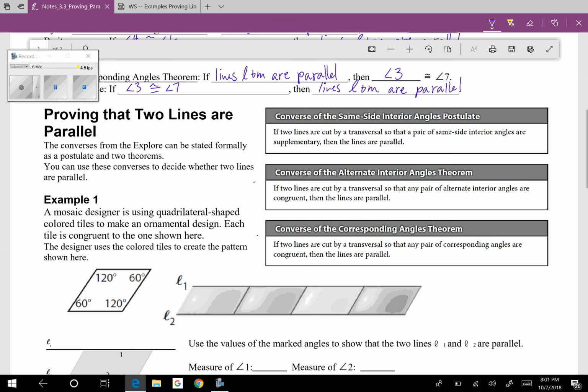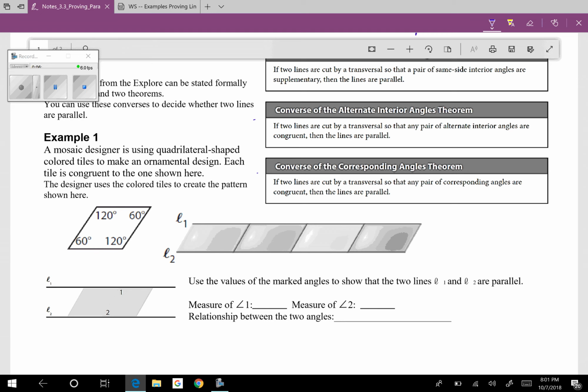So it says a mosaic designer is using quadrilateral shaped colored tiles to make an ornamental design. Each tile is congruent to the one shown here. The designer uses the colored tiles to create the pattern shown here. Use the values of the marked angles to show that the two lines L1 and L2 are parallel.